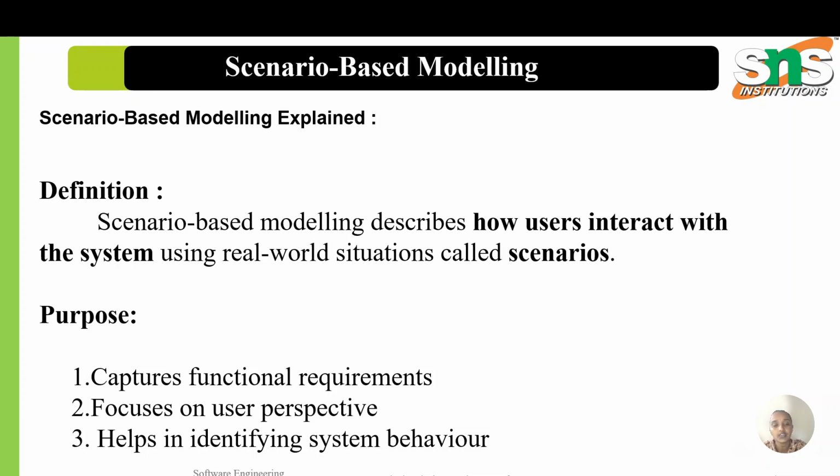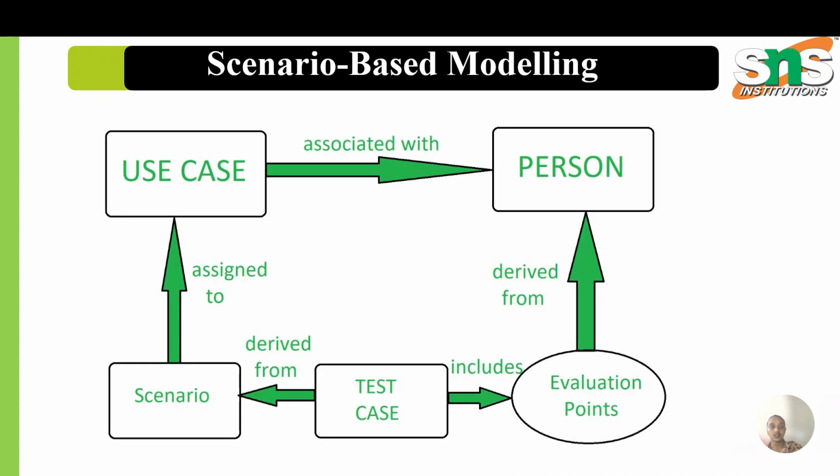So the purpose is it captures the functional requirements. The second one is it focuses on user perspective. The third one is it helps in identifying the system behavior. So that is called the main scenario based modeling method. This is called scenario based modeling flow chart.